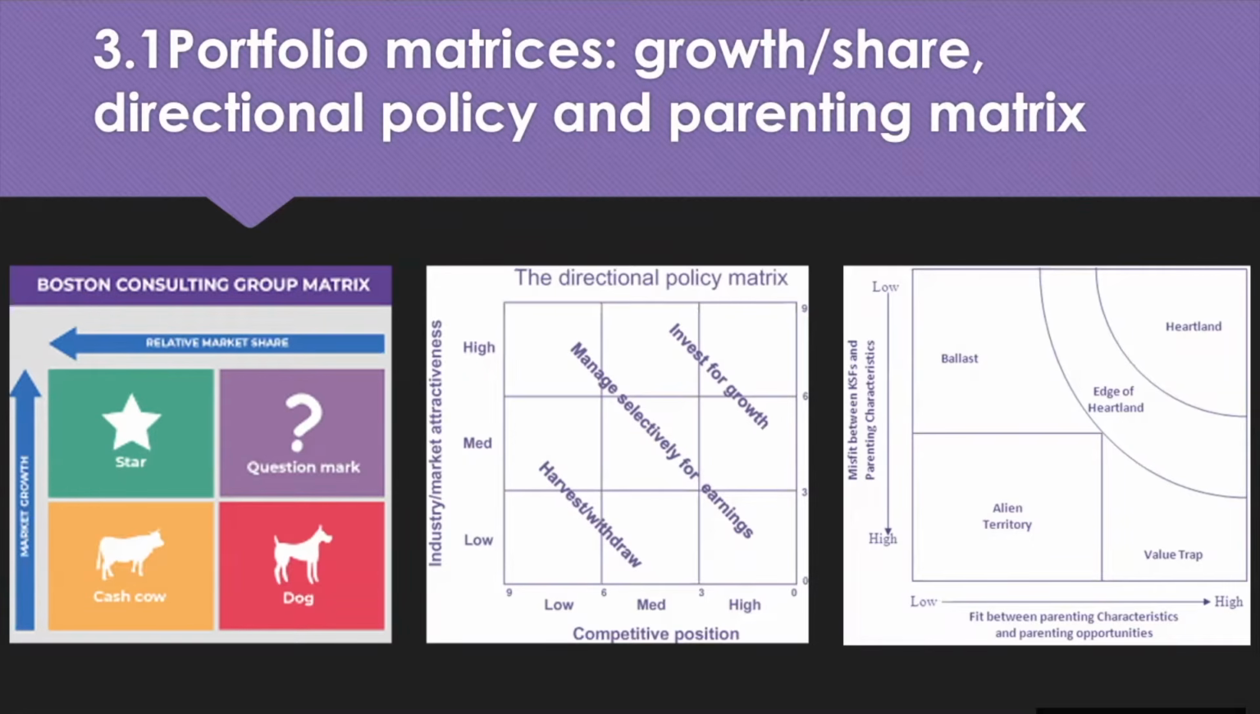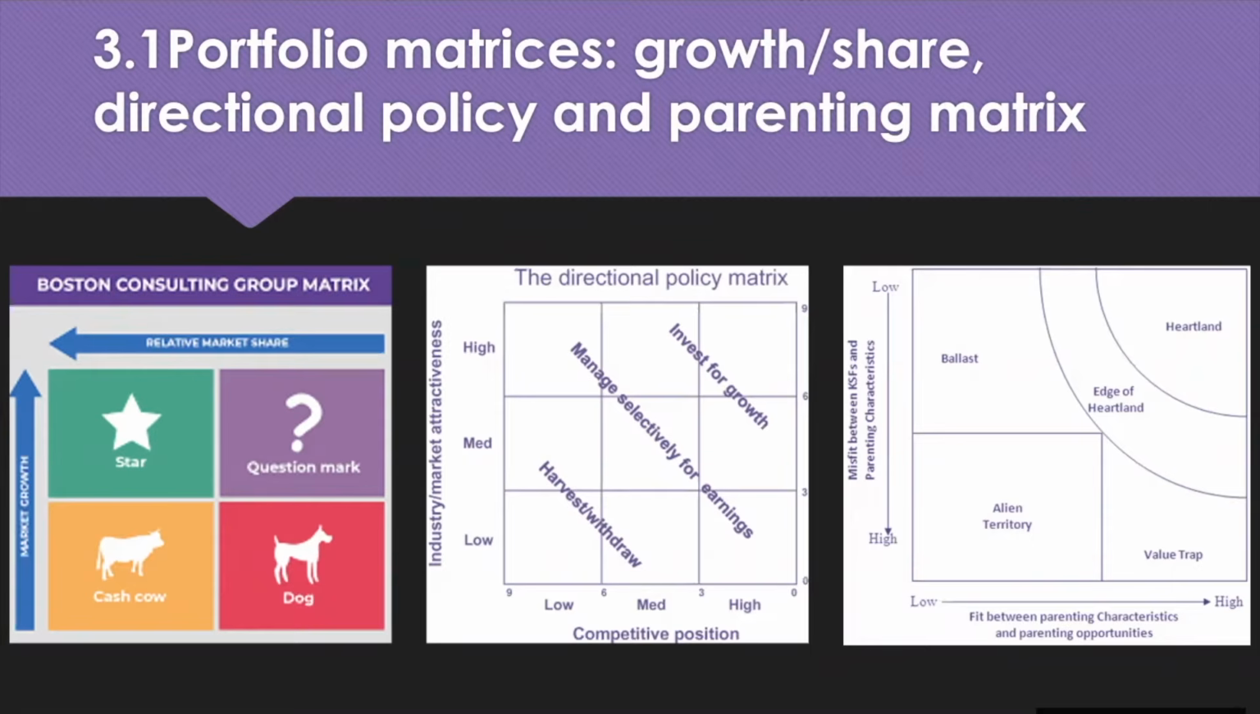So in certain industries, at certain times, you could be in this kind of alien territory where you're not really sure about the fit between your business unit's critical success factors and the opportunities from the parent organization's resources and skills. The heartland businesses are obviously a little bit more attractive in terms of the high highs. You've got the value trap and the ballast businesses, but let's go through them.